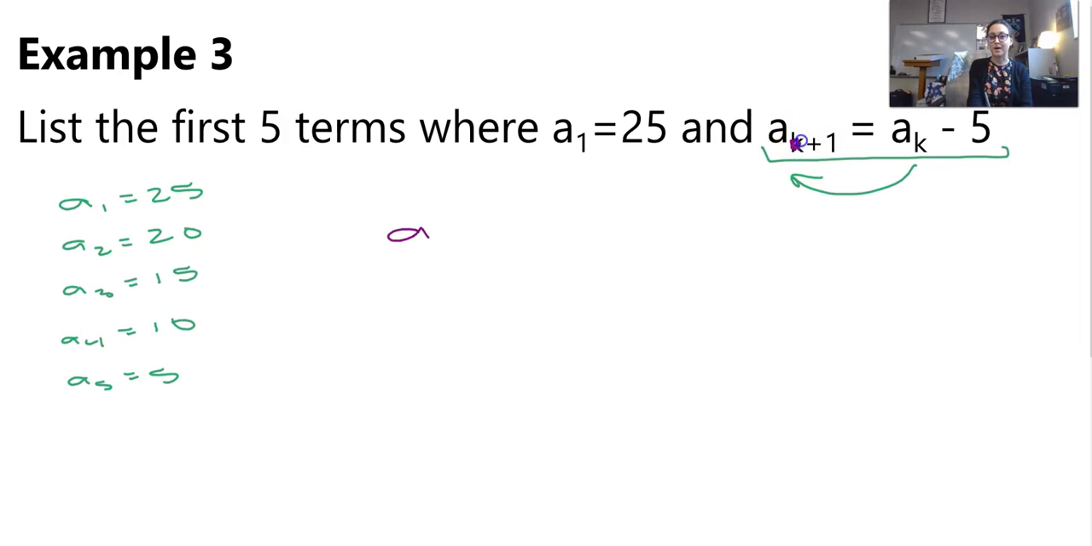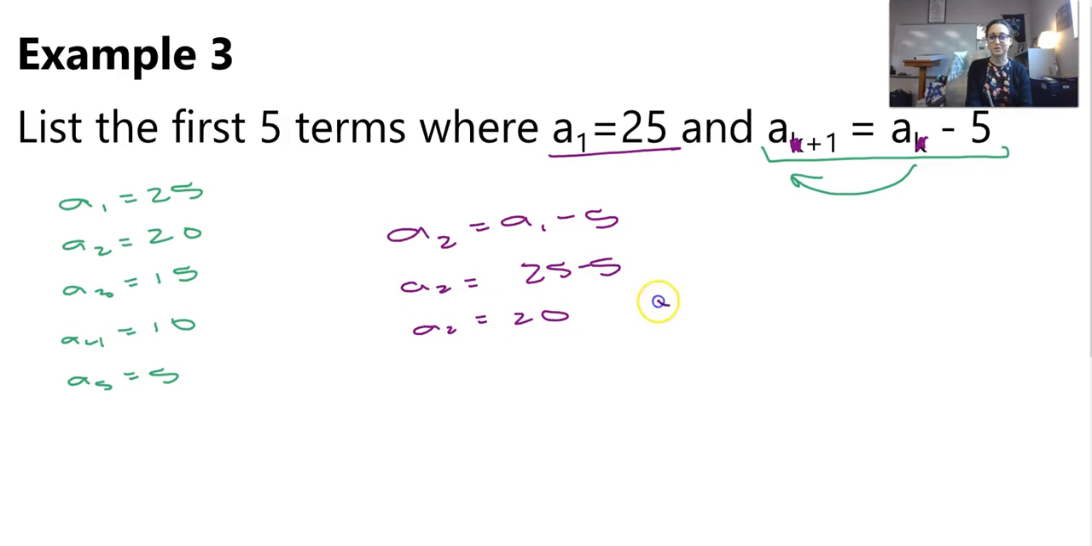I would need k to be 1, and anywhere I see another k, I need to replace all my k's with 1. So a sub 2 would be a sub 1 minus 5. And what was a sub 1? Well, it was 25. So once again, for the second term, I'm getting 25 minus 5, which is 20.